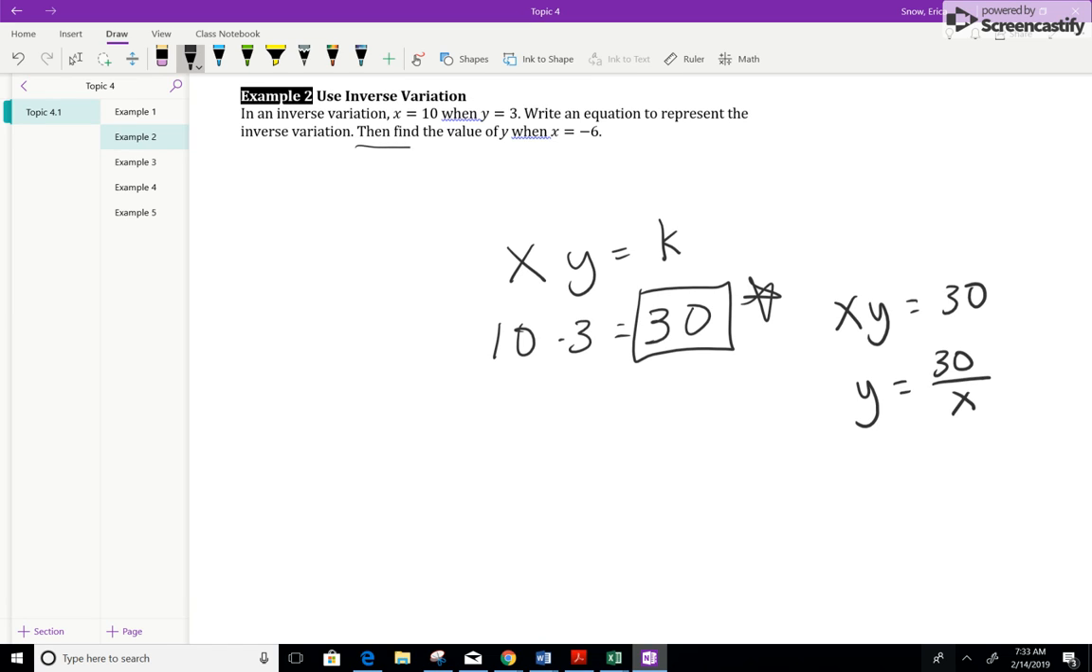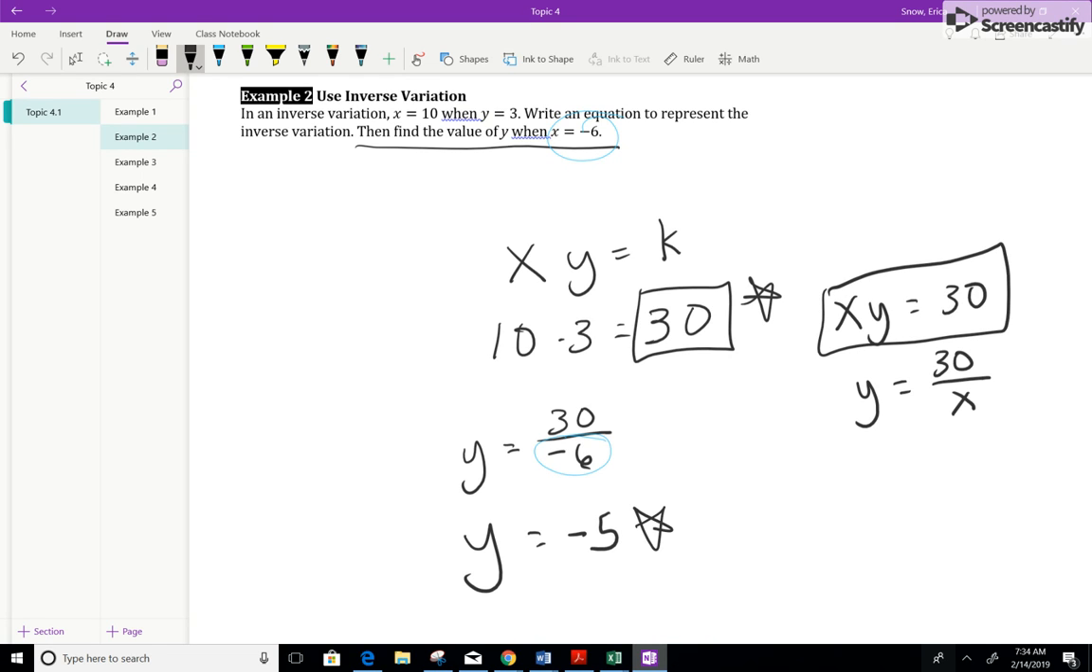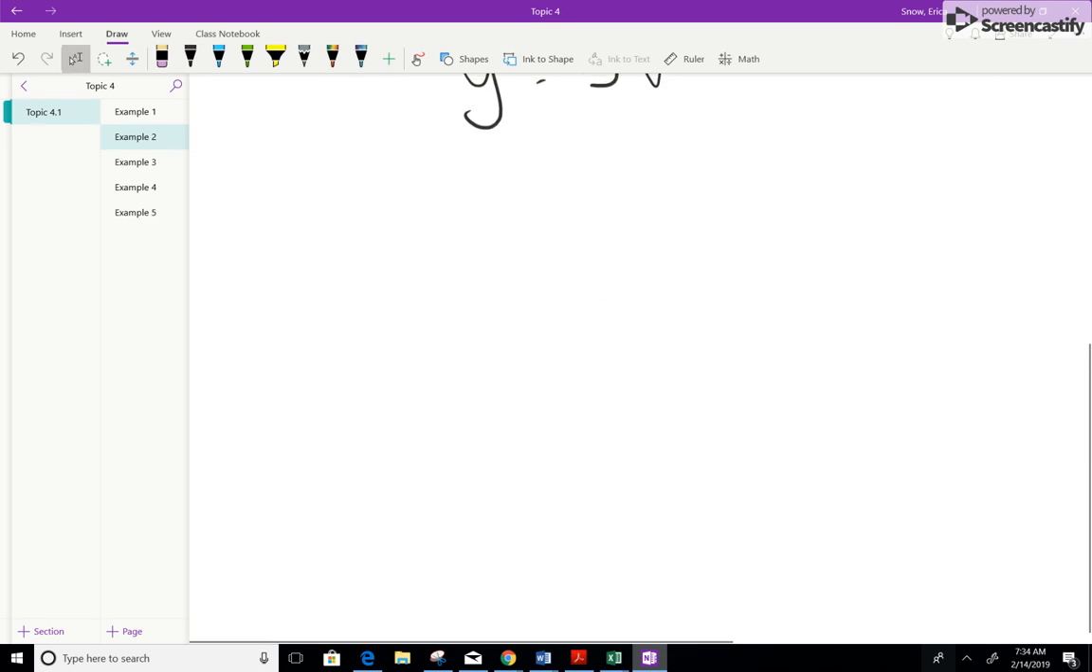Then we need to find the value when x equals negative 6. So we put in negative 6 for x. That's our substitution right there, 30 over negative 6. y is going to be negative 5. Negative 5 times negative 6 gives us our constant of variation of 30. So there's our equation, and there's our solution.